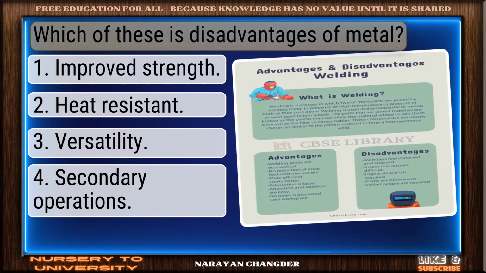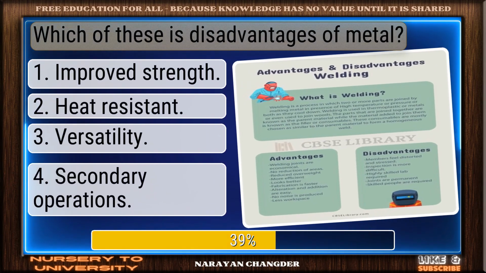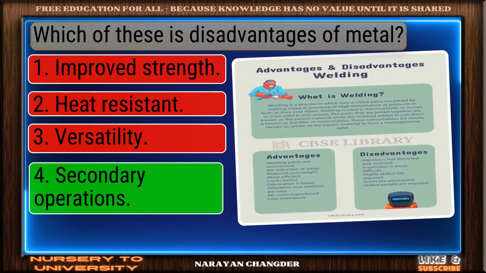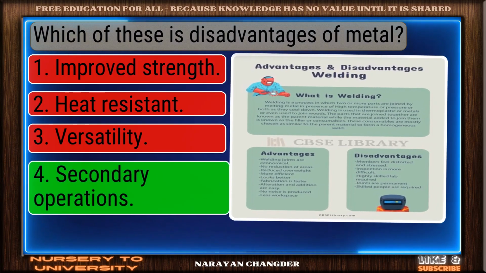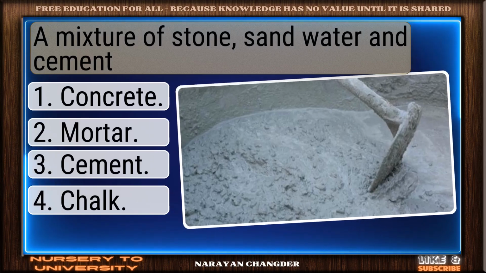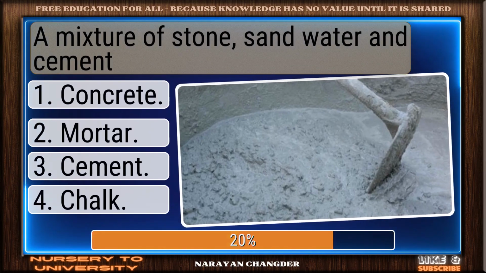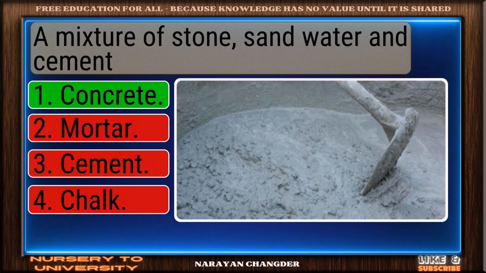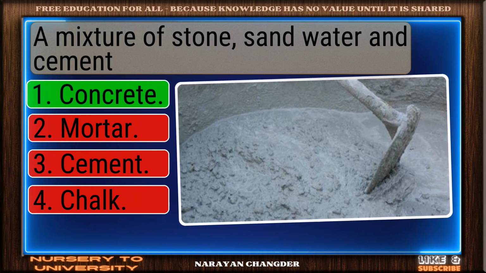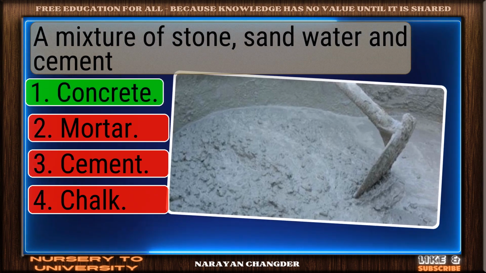Which of these is a disadvantage of metal? Well done. Secondary operations is the right choice. A mixture of stone, sand, water, and cement. Great job. Concrete is the accurate answer.